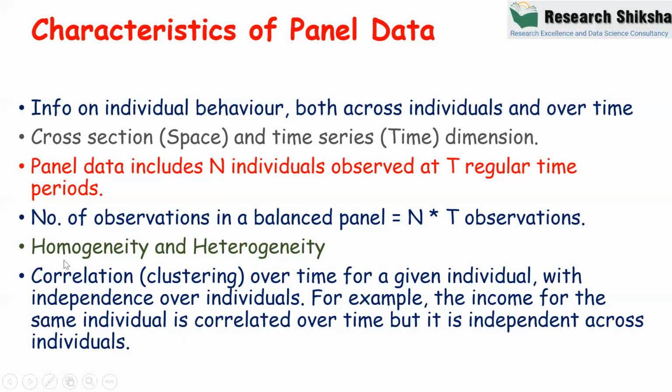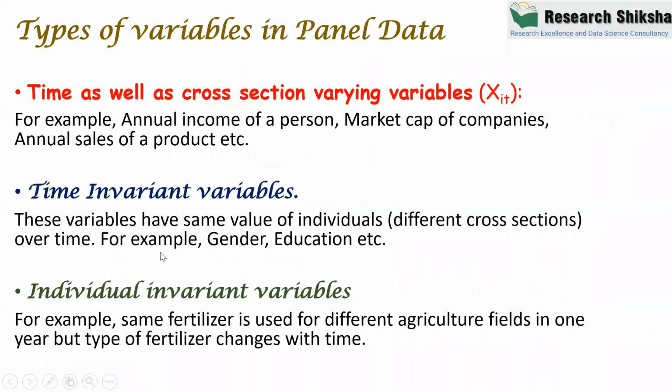In panel data, homogeneity and heterogeneity is very important. So we will discuss a lot about homogeneity and heterogeneity, and then the correlation over time for a given individual. Okay. So at this point, we just say that the relationship between the different variables may change with time and may change with the different individuals. So, okay. Now, some technical concepts.